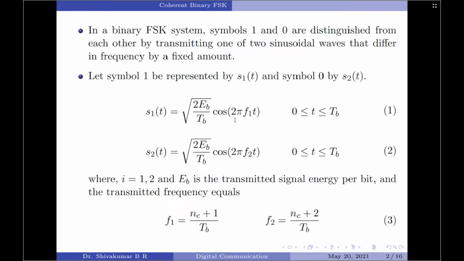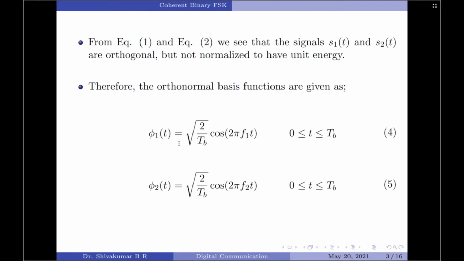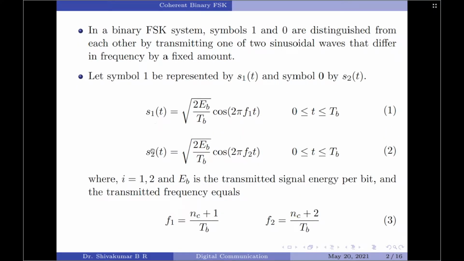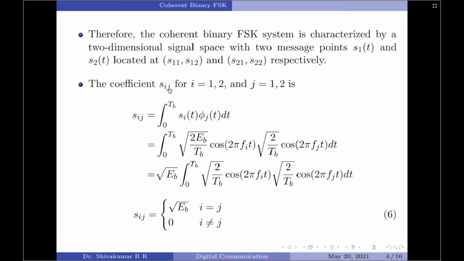So, the orthonormal basis functions for the binary FSK system will be given by phi 1 of t equals square root of 2 by Tb cos 2 pi f1 t, and phi 2 of t equals square root of 2 by Tb cos 2 pi f2 t. Therefore, the coherent binary FSK system is characterized by a two-dimensional signal space with two message points S1 and S2 located at (S11, S12) and (S21, S22) respectively. Let us now find out the coefficients S11, S12 as well as S21 and S22.